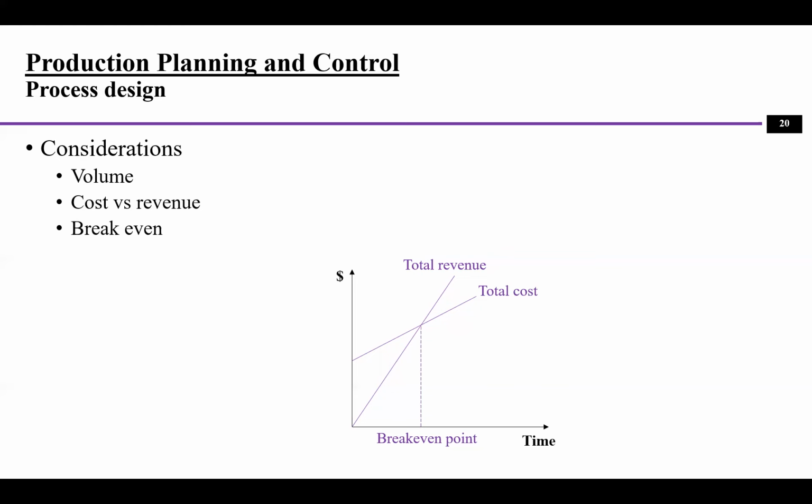Another one will be the cost and the revenue. In some of the processes, the cost will be a little bit lower. Sometimes the cost will be a little bit higher. And then what you want to do is to find out a break-even point where you can generate revenue with lower cost, like the graph is showing. And this is what you need to consider when you are designing a process.